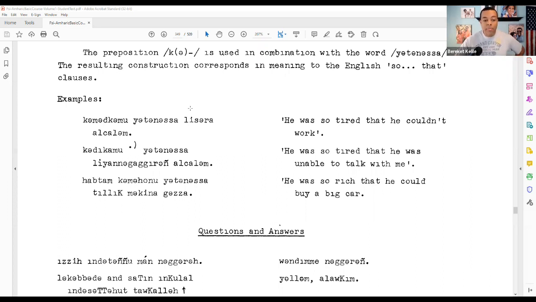And finally, haptam kamahonu yatanasa tilak makina gaza. He was so rich that he could buy a big car. So you can see the sentence breaks down into two parts, like with that last sentence: Habtam kamahonu yatanasa, he was so rich that, or to the extent that. And then you have the other clause, tilak makina gaza, he bought a big car.